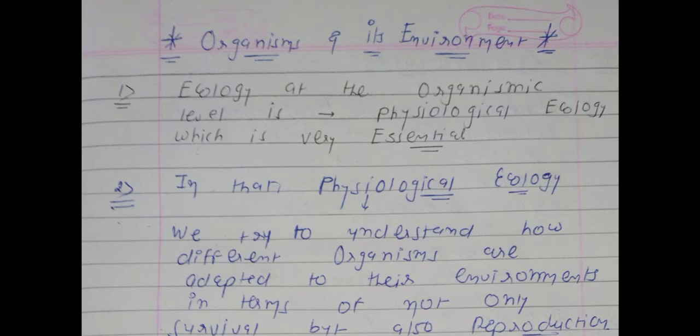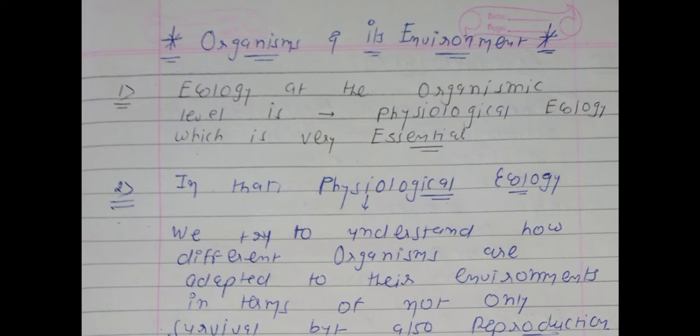First point: ecology at the organismic level. We are talking about the ecology of organisms, which is physiological ecology. Underline this, physiological ecology. What is the meaning of physiological ecology? It is one type of ecology which is connected with the organismic level. If ecology is connected with the level of organisms, it is known as physiological ecology, which is very essential. So underline that, physiological ecology.